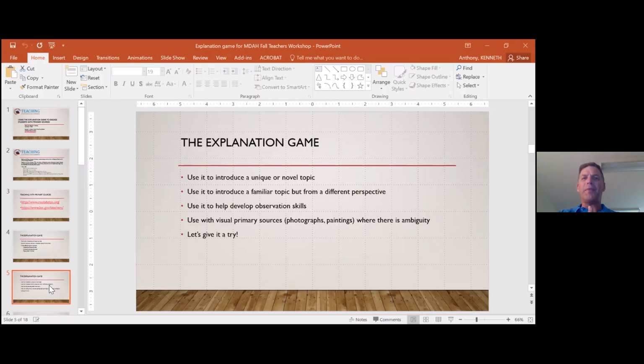That's okay. Of course, I've already said it's used with visual primary sources. It could also be used with other types of images, but it is an image-based or visual-based thinking routine. We use it a lot with primary sources, and it's probably one of my favorites. And then there needs to be a little bit of ambiguity. It can't be something where we know what's going on. So without further ado, we're going to give it a try.